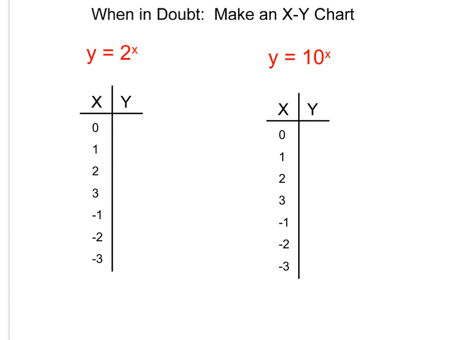Okay, I have a poem. Of course, you know this poem. When in doubt, make an XY chart. So let's look at the exponential function, y equals 2 to the x. This is an exponential function because the variable is now in the exponent of our function, for the first time, not counting last year, of course.